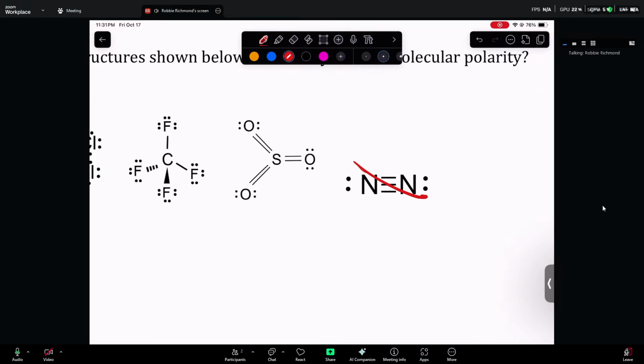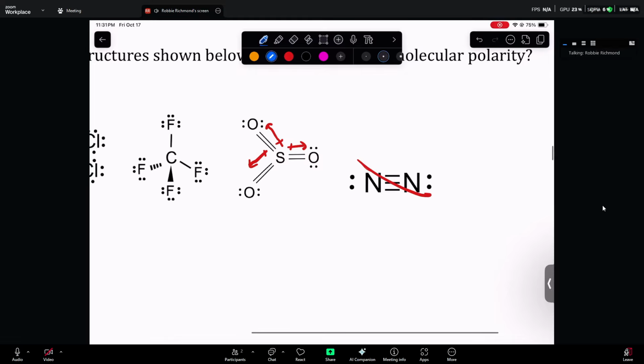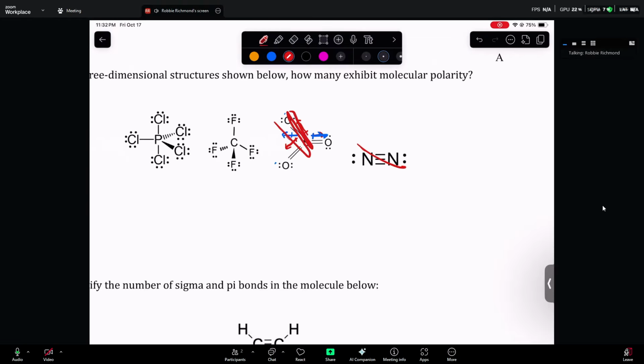Then sulfur with these 3 oxygens surrounding it. If we drew dipole arrows, if you know how to do vector addition with your dipole arrows, you can see that these 2 oxygens right here, the up and down directionality kind of cancel out for a net like this. And then that net of these 2 dipole moments cancels out this dipole moment right here. So overall, this is a net 0 dipole moment, so no polarity right here.